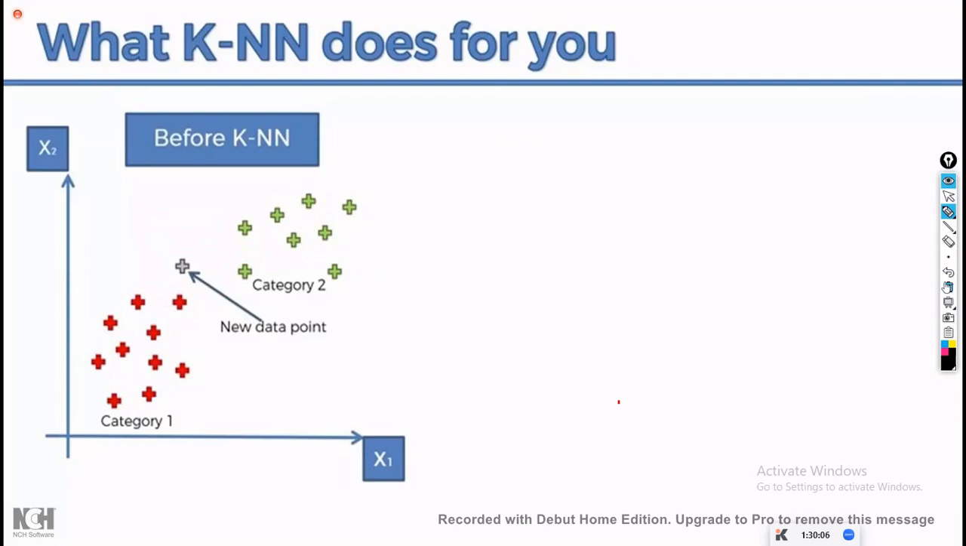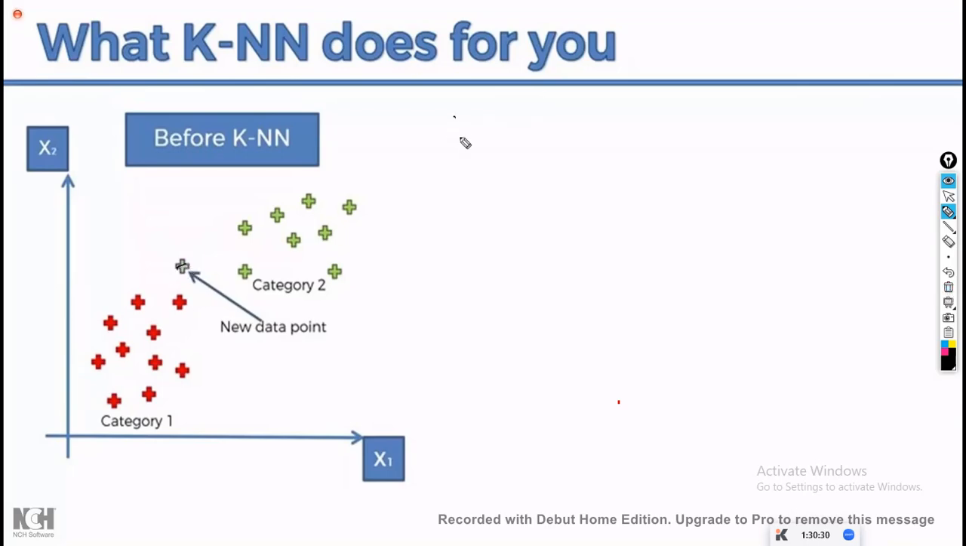Step number 3. What is step number 3? You have to count how many red are there, how many green are there. I have considered only one, and that one is red only. Now, what is the next step? Step number 4. Assign to the closest data point. What is the closest one? Red. So it will be converted to red. Finally, it will be converted to red.